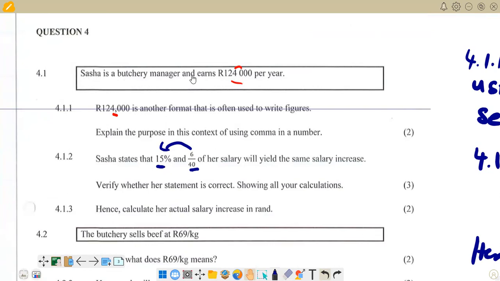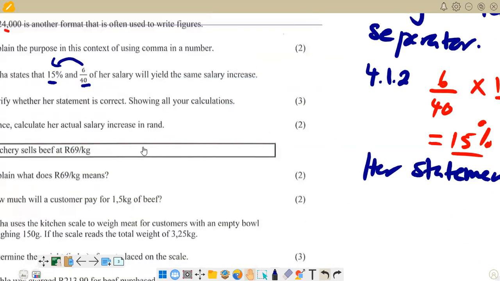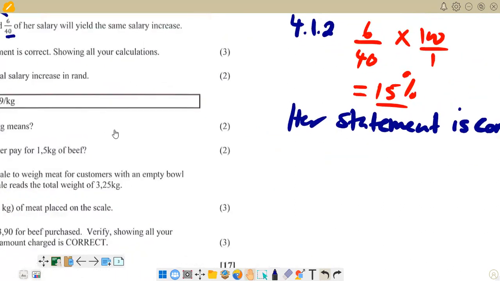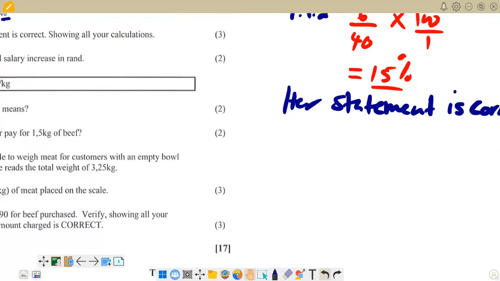Sasha is the butchery manager and earns 124,000 rand. So this is the salary. We are just going to say 15% of 124,000, or alternatively, you can say 6/40 times 124,000. You get the same answer since you are having 15% again for 6/40. So here we can use 15%, which is a little bit simpler.